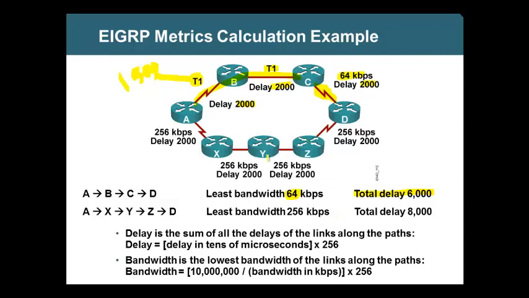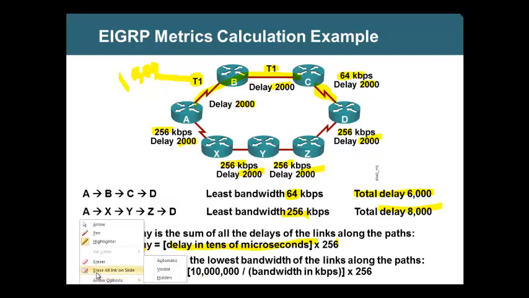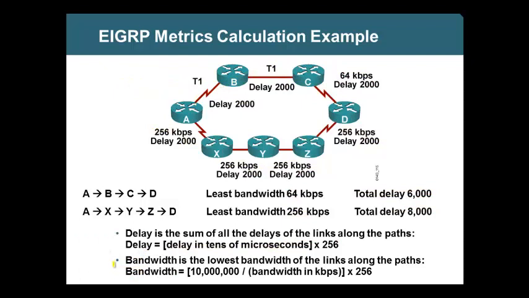Likewise, if you see the second path, the bandwidths are the same everywhere, so you just take any one: the slowest link bandwidth plus the sum of delay, 2000, 2000. And again, delay is in tens of microseconds. No need to worry about this. I'm just giving you an idea of how the slowest link bandwidth plus sum of delay matters. The calculation will be done automatically.